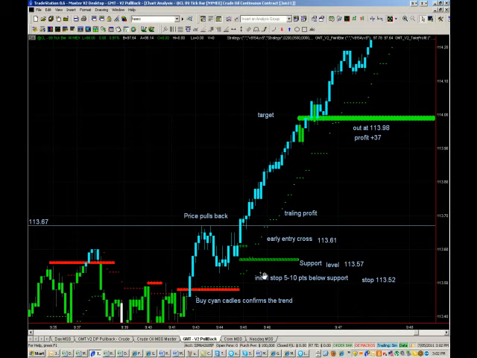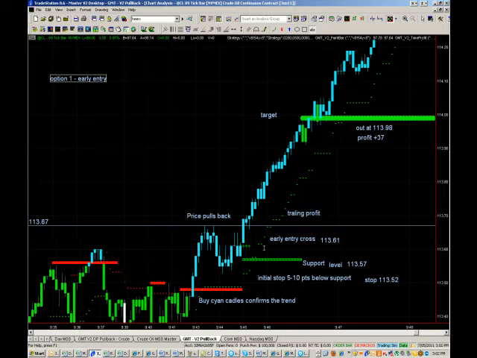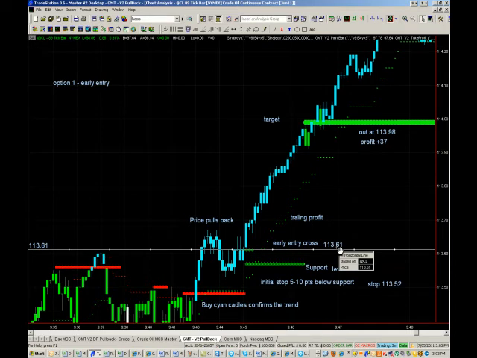We have a number of options here. Now, to get us into the market, we can basically go in based on an entry price at support. So we'll go through option 1 for an entry. Option 1 is our early entry. Early entry is basically where we see the cross and we take our entry based on the cross. So that price there is at 113.61, so that would be our early entry cross.